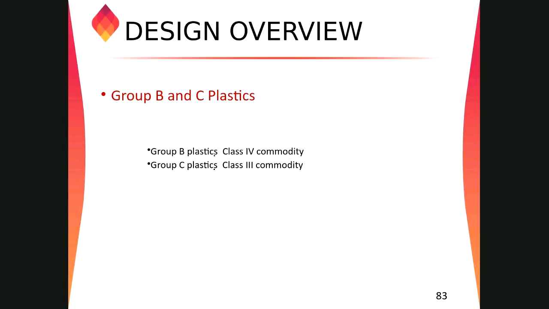Group B plastics can be protected as class 4 commodities design density curve, and Group C plastics can be protected as class 3 commodities. So when you are designing Group A, B, and C plastics areas, you have to take the density curve from class 3 or class 4 commodities.